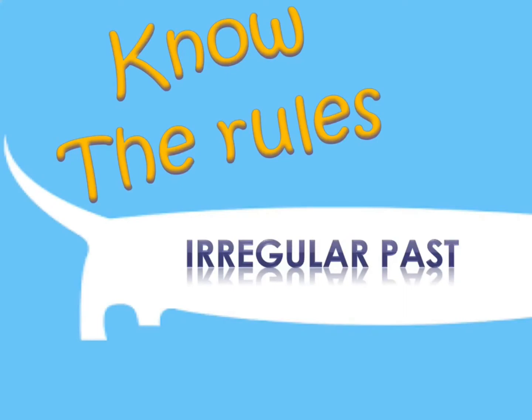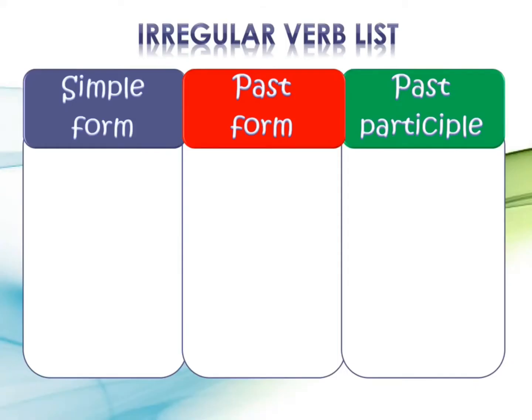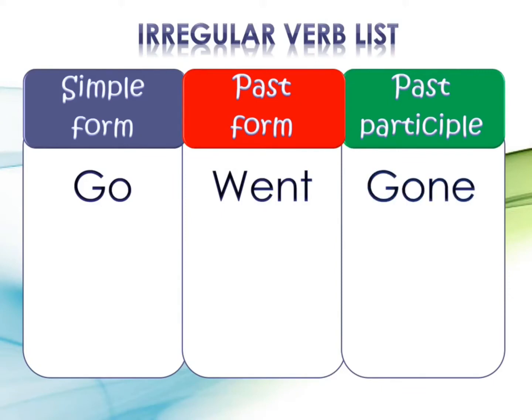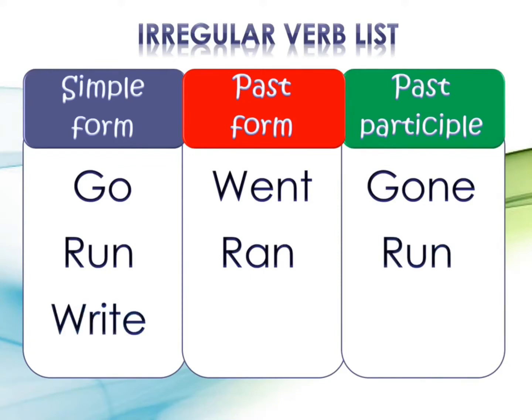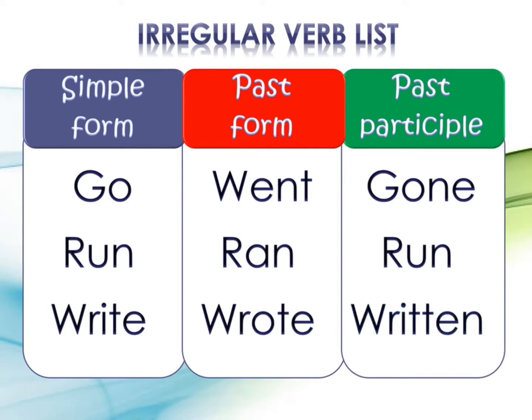Now let's learn the rules of the irregular past. For the irregular verb list, we have simple form, past form, and past participle. For example, go, went, gone. Run, ran, run. Write, wrote, written.